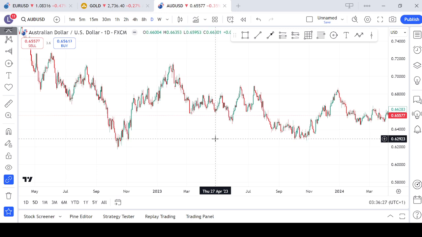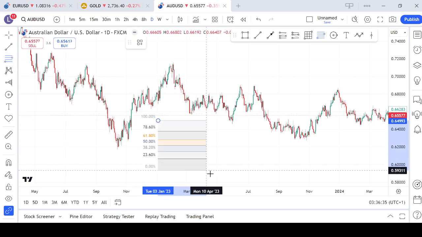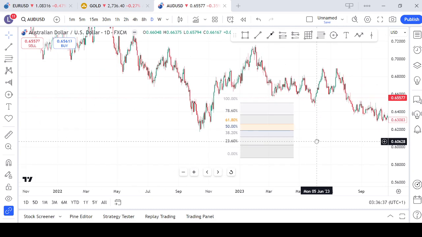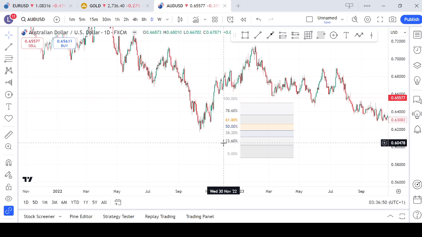So these ratios are 23.6. Let me just quickly put the Fibonacci on. This is how the Fibonacci looks. It has the 23.6, the 38.2%, the 50%, the 61.8%, and the 78.6%. These are used to map out potential support and resistance levels during a price retracement.